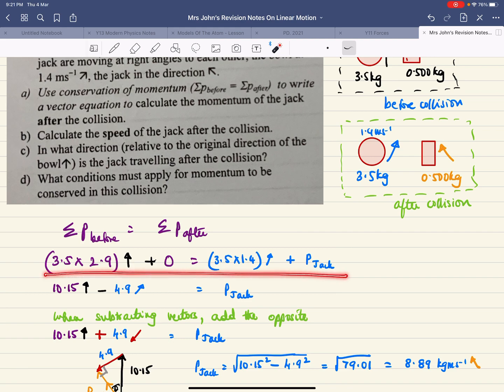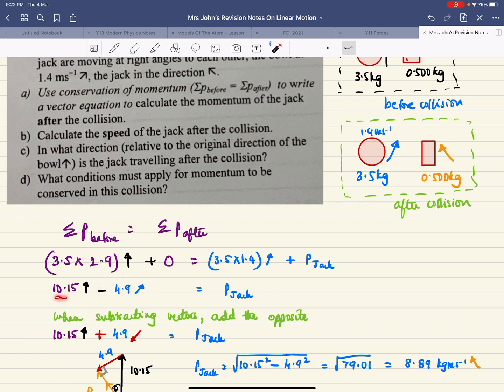So here's the equation for total momentum. The important thing is I've put direction for all the momentum. That's important. Okay, and so this is what I get. 3.5 times 2.9, I get 10.15, and 3.5 times 1.4, I get 4.9. But when I make that the subject of the formula, I've got to bring this over to this side, and that's how I get minus 4.9.